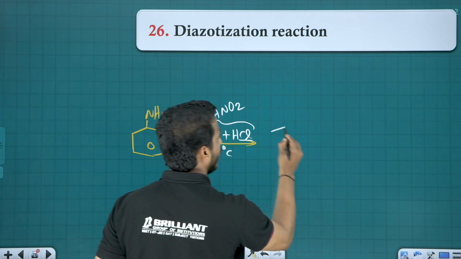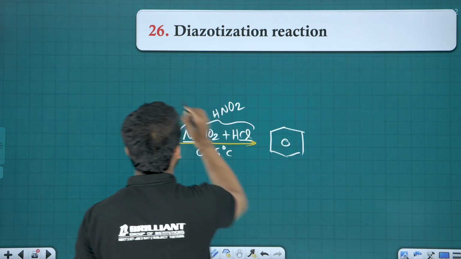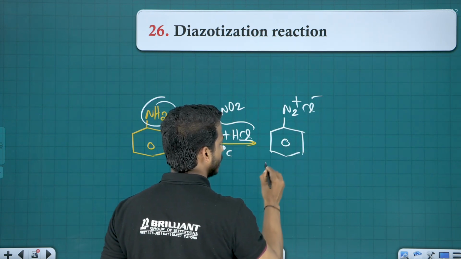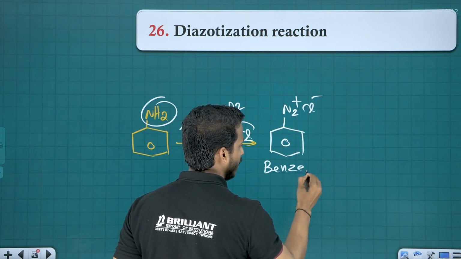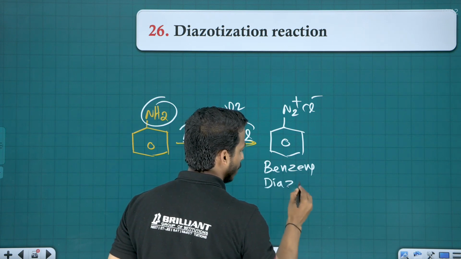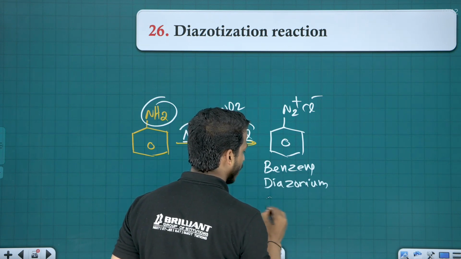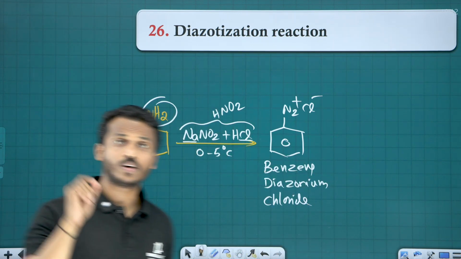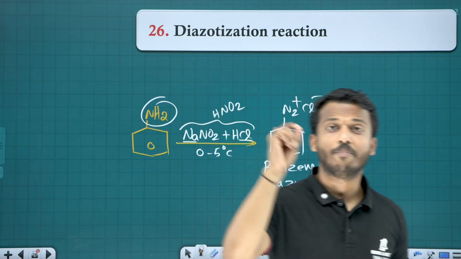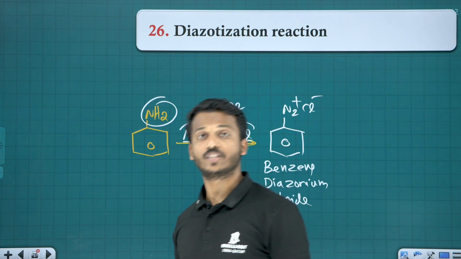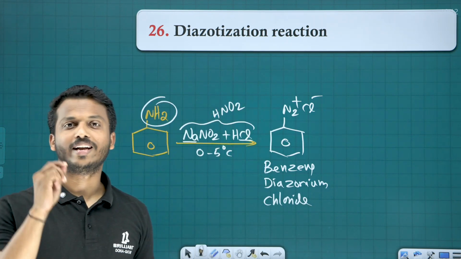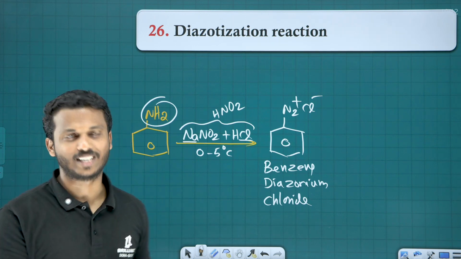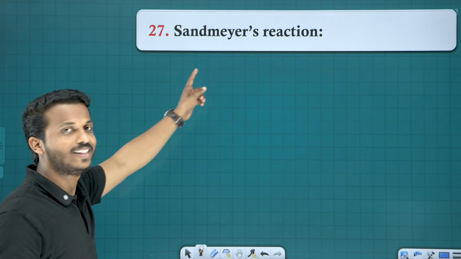Ready? What does NH2 become? NH2 is converted to N2 plus Cl minus. What is it called? Benzene diazonium chloride. Ready, my dear? So conversion of aniline to benzene diazonium chloride by treating with NaNO2 and HCl at 0 to 5 degrees Celsius, what do you call it? The diazotization. From that, you may study this reaction.